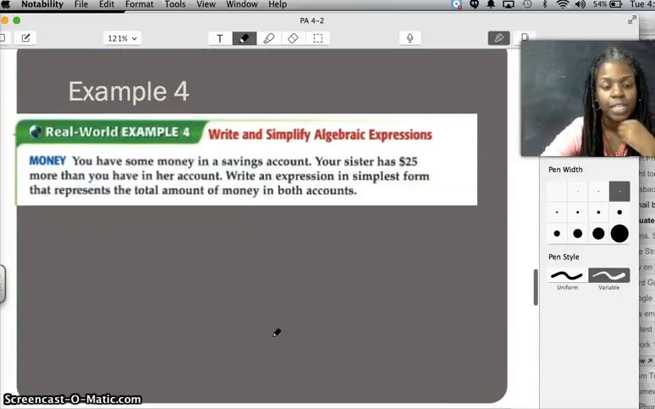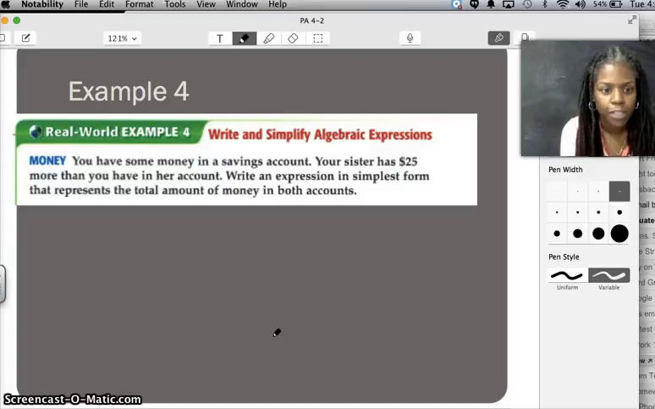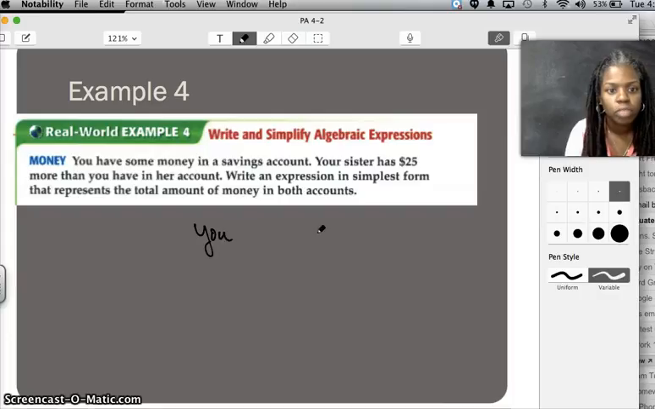Here's example 4. It is our last example. We're going to write and simplify an algebraic expression. So here we go. You have some money in the savings account. Your sister has $25 more than you in her account. Write an expression in simplest form that represents the total amount that both of you have. So here's you and here's your sister.